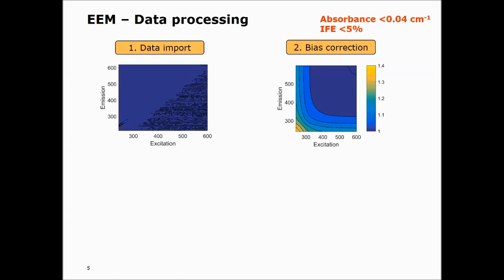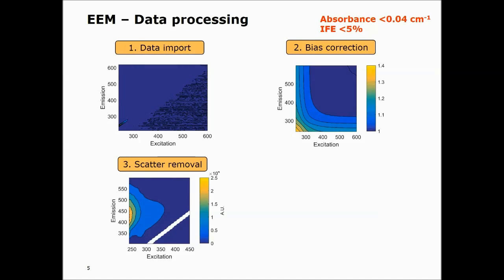But in principle, it's important to remember that as long as you have an absorbance of higher than 0.04 per centimeter, the inner filter effect will be more than 5% in your sample. And that is at any wavelength, not a particular wavelength that you choose, but any wavelength that you consider for the EEMs in further processing. So it's quite important to look at your absorbance spectra and see if inner filter effects are a problem for you. If so, they're really easy to take into account.